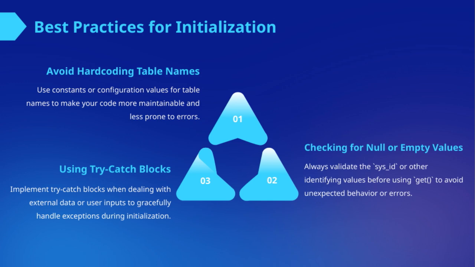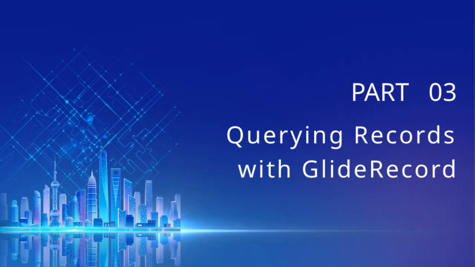Lastly, avoid hard-coding table names directly in your code. Instead, store them in constants or configuration files. This makes your code cleaner, easier to update, and more adaptable to changes down the road. By following these best practices, you'll write more reliable, maintainable, and error-resistant code, which is key to successful system initialization and overall stability. Now, let's move on to the next part of our journey, querying records with GlideRecord.